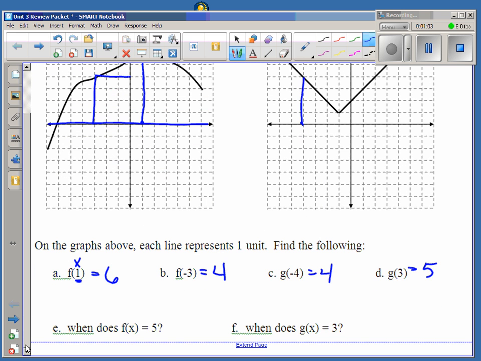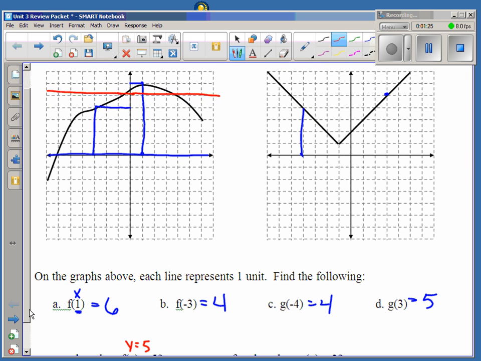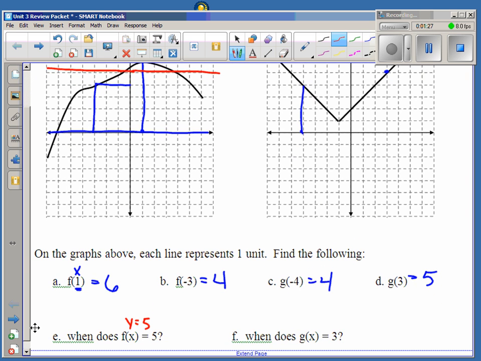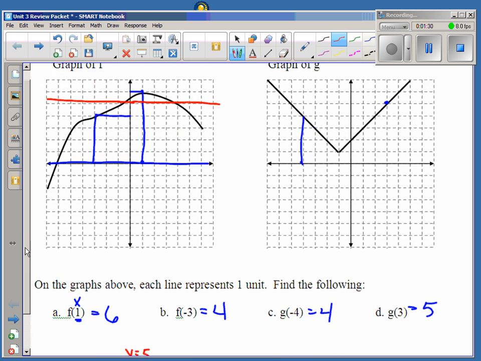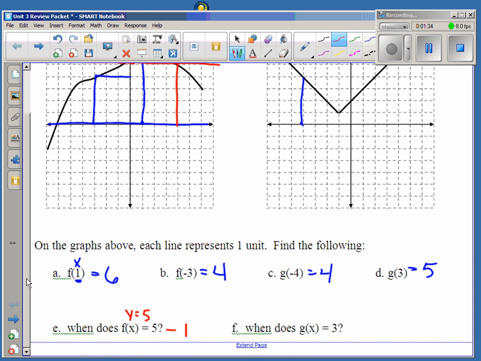The last two questions ask us, when does f of x equal 5? We no longer know what x is. We know that y is 5. So we go on the y-axis at 5. And I draw a line. And it hits my graph twice. It looks like it hits around negative 1. I think I meant to put negative 1. It could be negative 0.7 if you wanted. And the second x value is 1, 2, 3, 4. So you get two answers for that one.